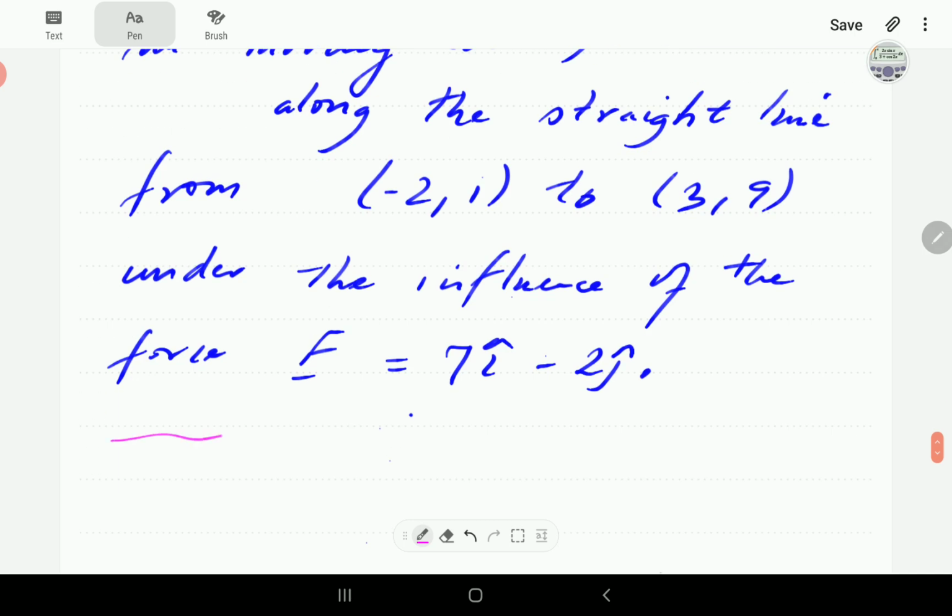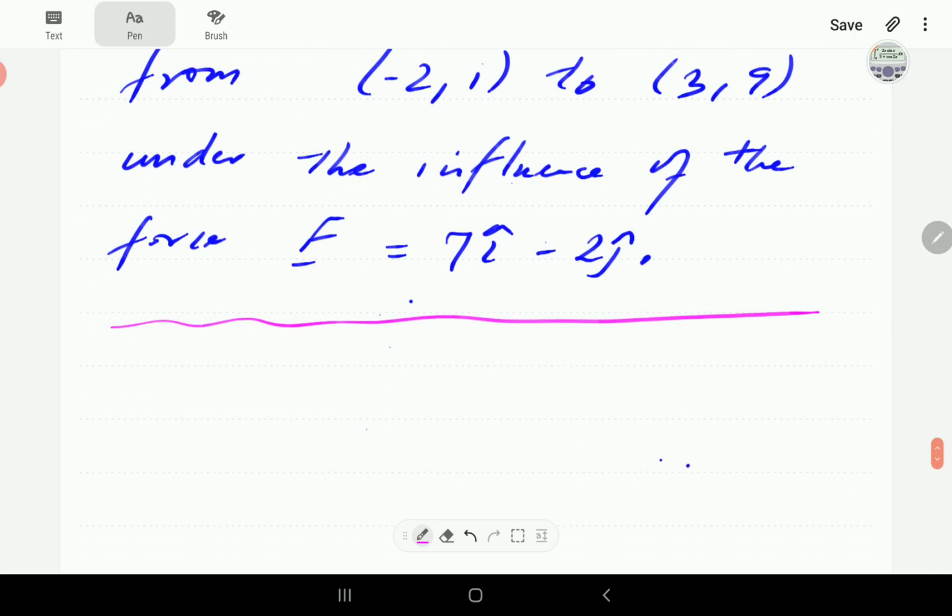Right, so for starters, the formula for work done is equal to force dot the displacement vector. So let's call it delta r. Okay, so the force is given here. We need to work out this one.